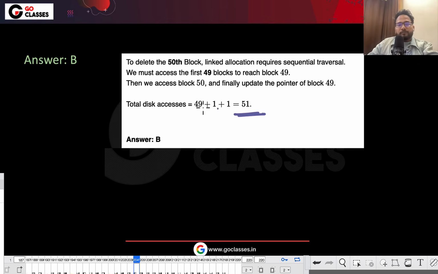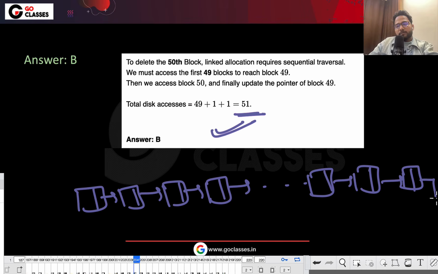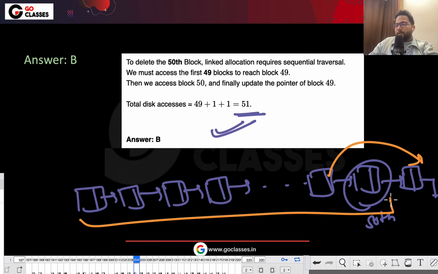To delete the 50th block, the linked allocation requires a sequential traversal. We must access 49 blocks to reach block 49, then we access 50, then we finally update block 49 and so on. I hope you understood. This is the same thing that we have told, and I think I told it in an easier way than this text. Suppose this is the 50th block; you have to ultimately link from here to here. So you read all of this and then one more write. So 50 reads and one more write, which is 51. Understood?